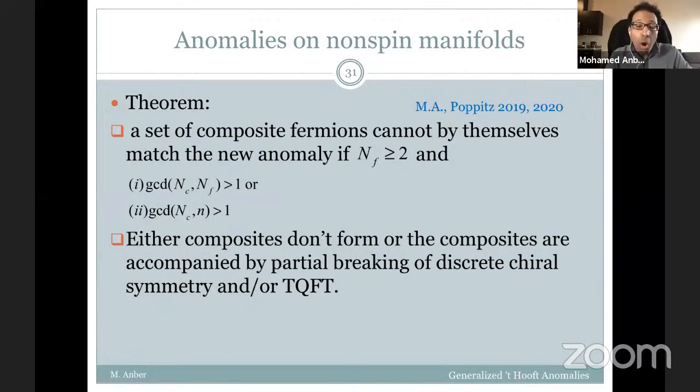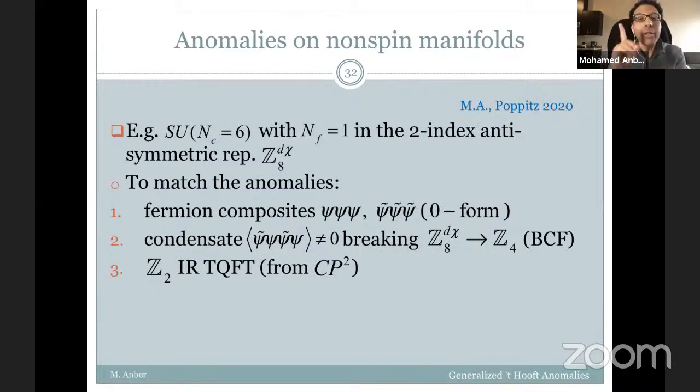So this is extremely strong. This is something that cannot be said at all about these theories using the zero-form anomalies. So in fact, I was not able to find an example that satisfies NF at least 2 and one of these two conditions. However, here I will present an example for NF equal to 1 Dirac flavor. So I am taking SU(N) with N equal 6 with 1 Dirac flavor in the 2-index anti-symmetric representation. This theory enjoys a discrete chiral symmetry.